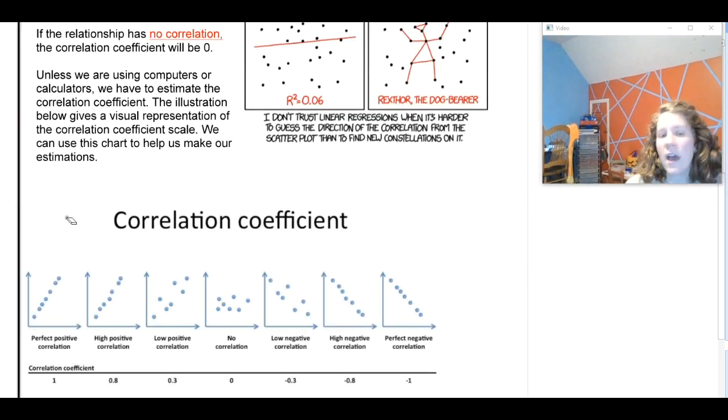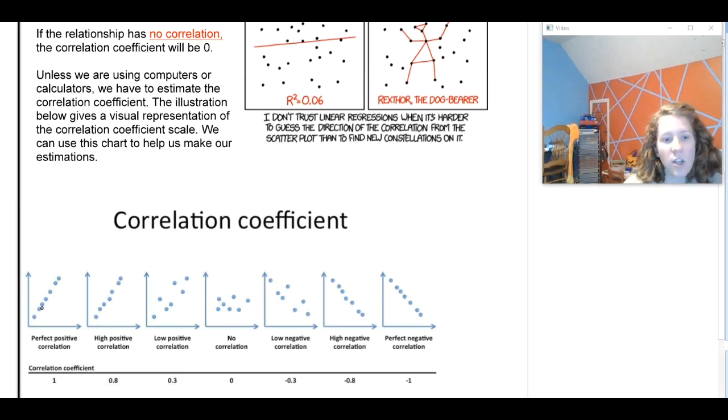Unless you have a calculator or computer, you have to estimate the correlation coefficient. Later we'll show you how to find them using a calculator, but the math used to do correlation coefficients by hand is way, way above Algebra 1, so you're not ready to do that yet. This illustration here can help show, though, how you would estimate a correlation coefficient for a given scatter plot.